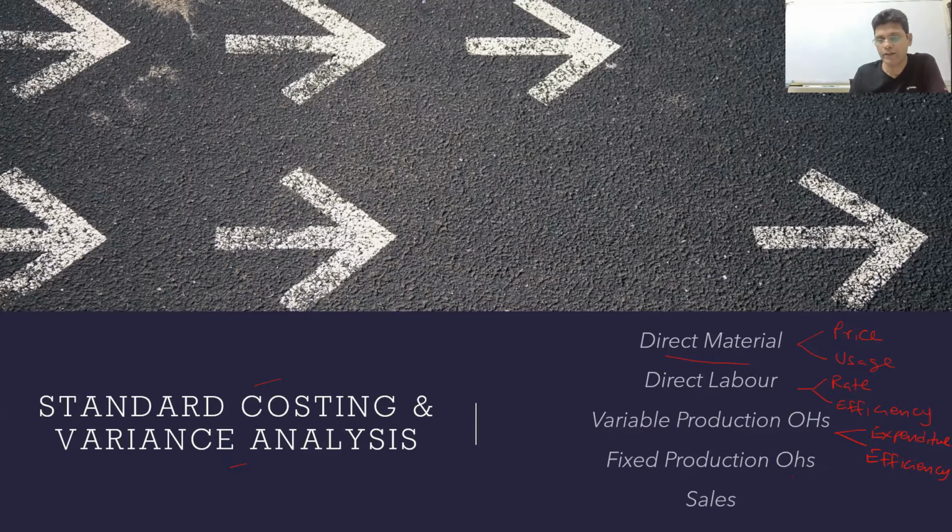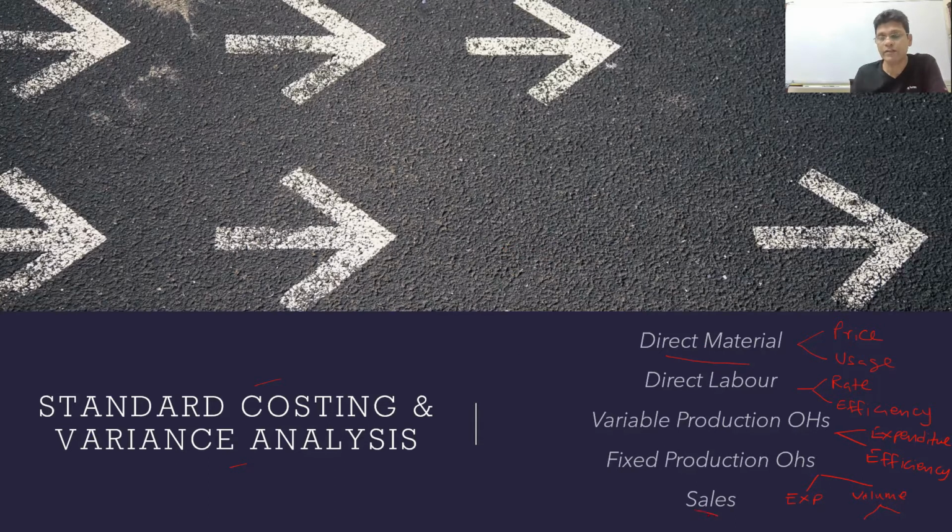Under fixed production overhead also we have two types of variances, basically expenditure and volume variance. And this volume variance can be subdivided into further two types of variances, basically the volume efficiency and volume capacity variances. And finally, we have sales variances.